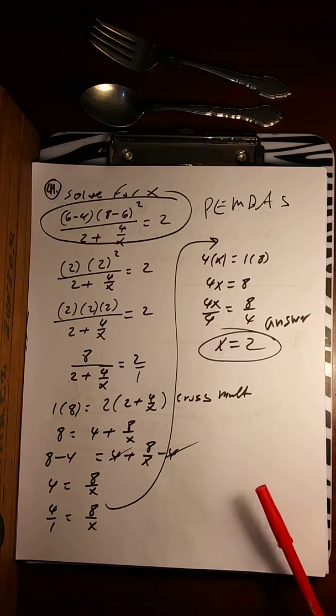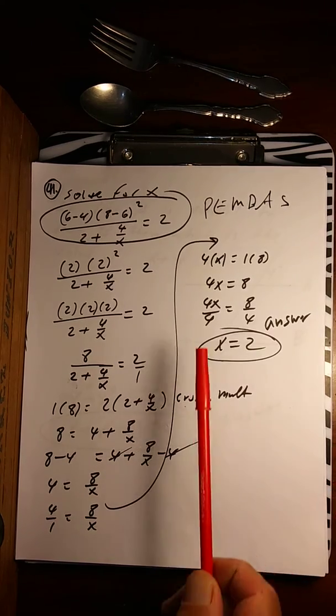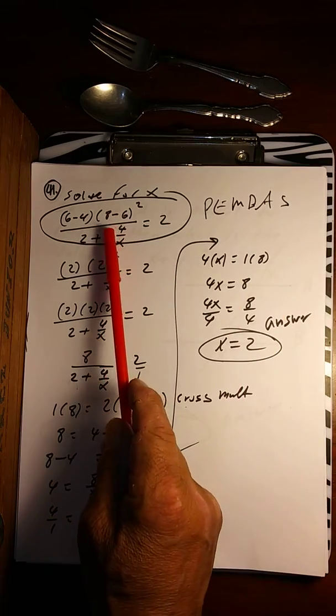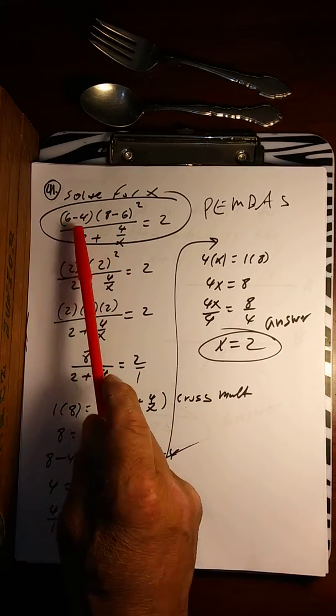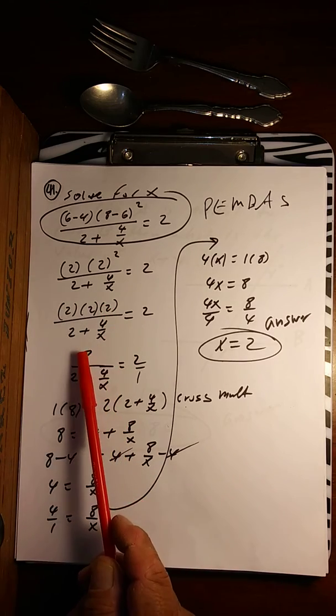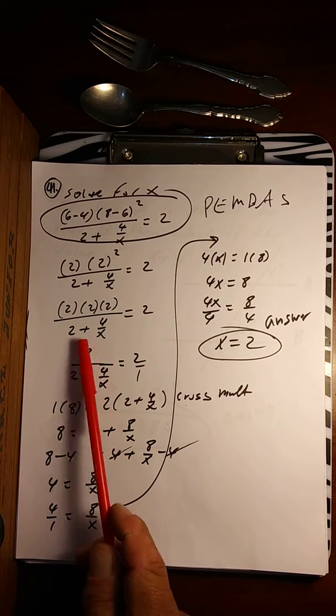Alright, this one. Solve for x. PEMDAS, please excuse my dear Aunt Sally: parentheses, exponent, multiply, divide, add, subtract. So 8 minus 6 is 2. That's going to be 2. 2 squared means 2 times 2, so 2 times 2 times 2 is 8, and 2 times 4 is 8 over this.